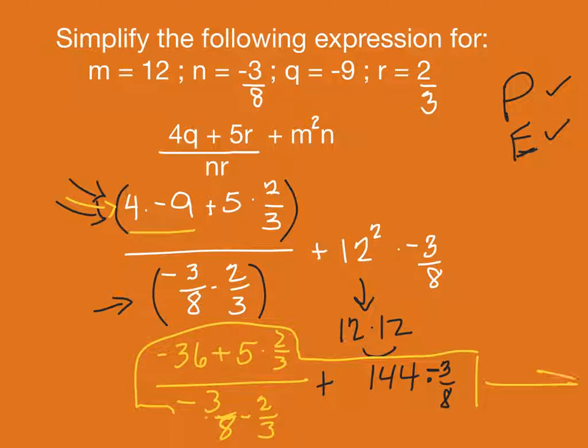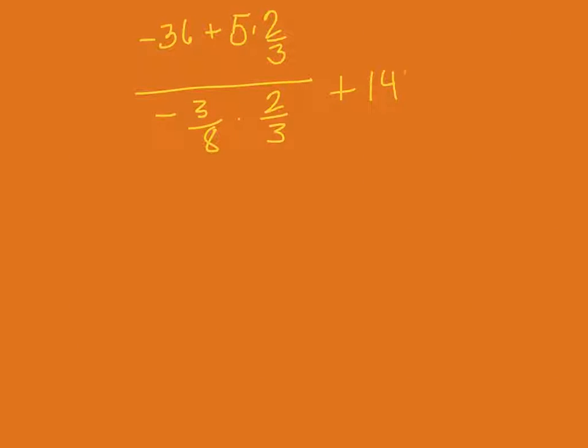So clearly I need to run this onto my next page. I'm going to have -36 plus 5 times 2/3 divided by -3/8 times 2/3 plus 144 times -3/8.